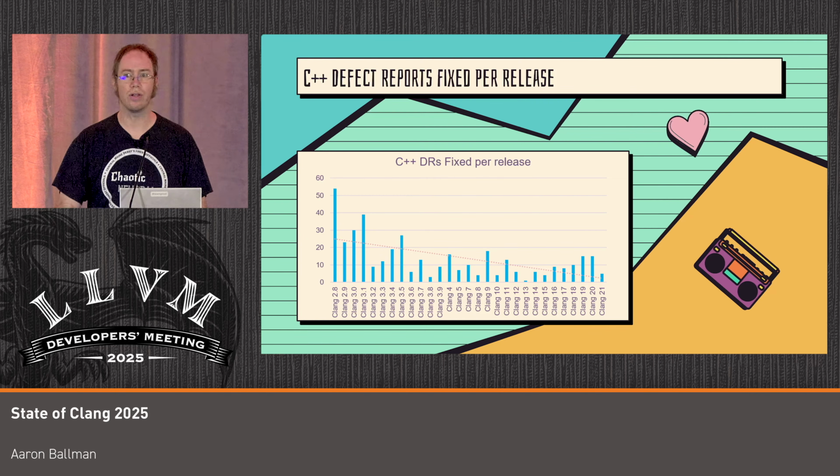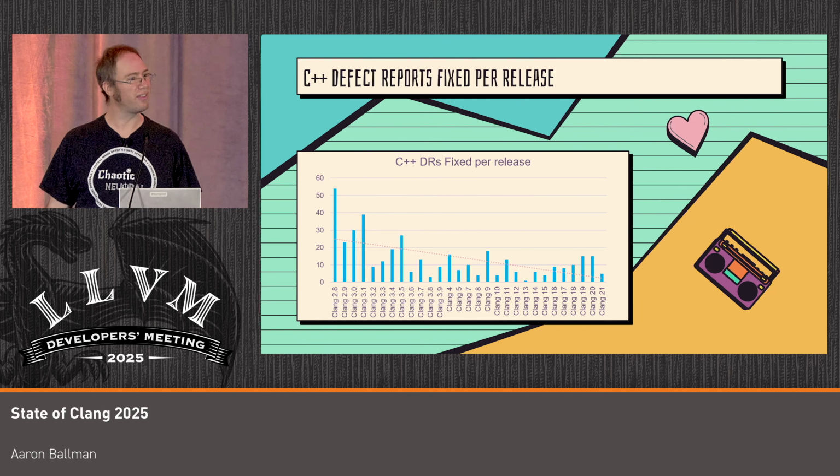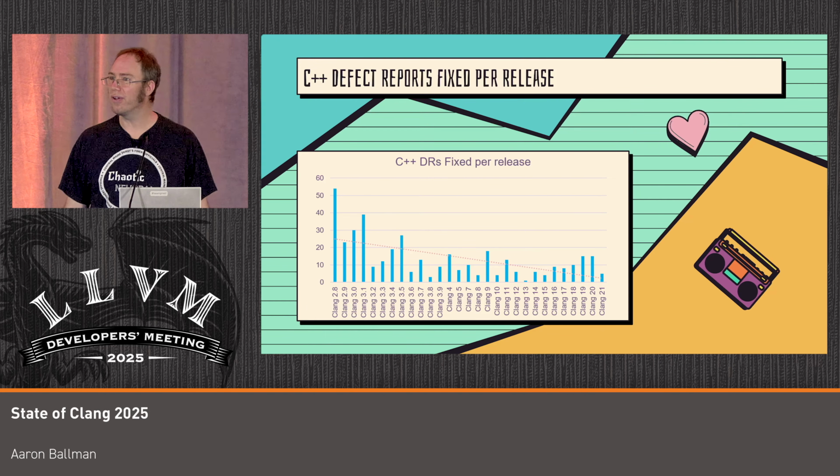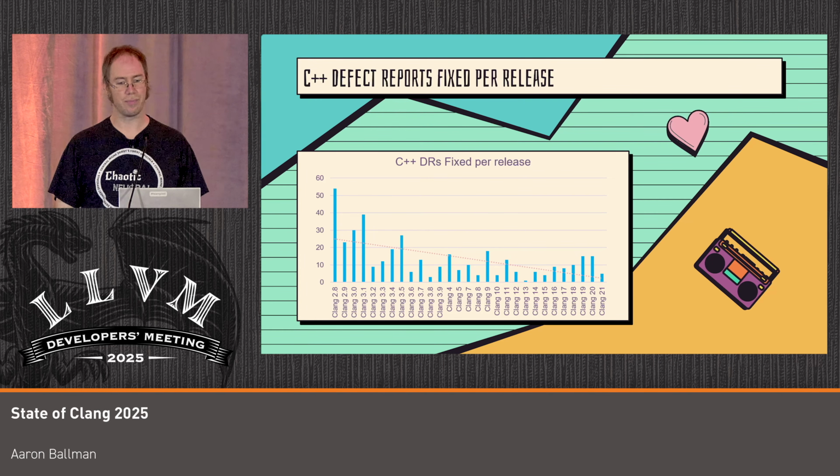So it's starting to look like in the future, we're going to be adding new defects as opposed to actually fixing any of them because that trend line is starting to go negative. We could really use help with regards to working on defect reports. It's not the most glamorous of things to work on, sometimes really frustrating, but it's really important work.